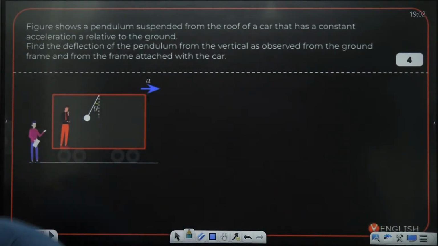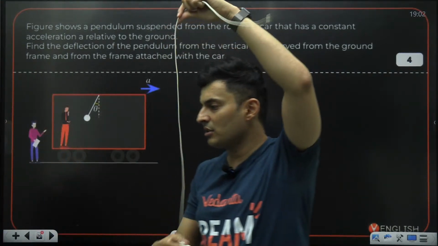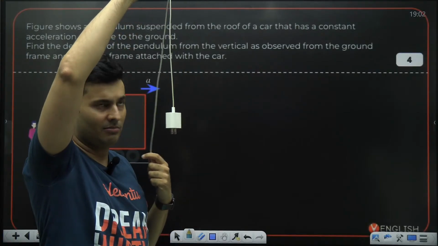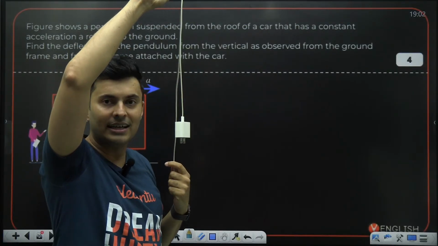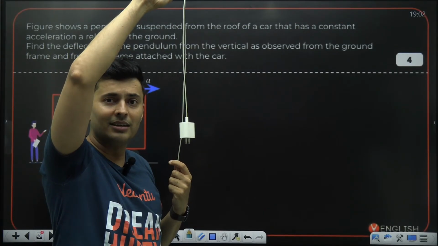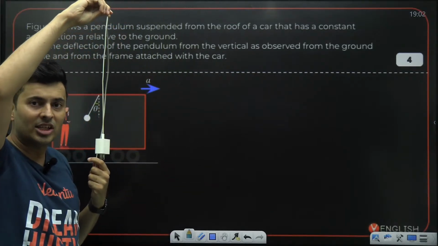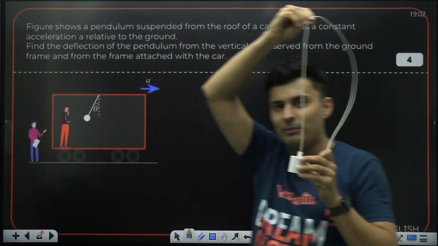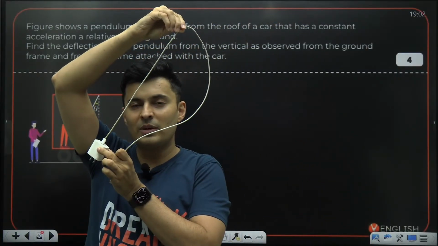It will move back. How? Let me demonstrate this to you. Imagine my charger is the pendulum. Now the car, that is me, is at rest, so the pendulum is vertical. Now imagine I start to move to the front. Observe carefully. The moment I start to move to the front, what happened? Immediately the pendulum swings back.